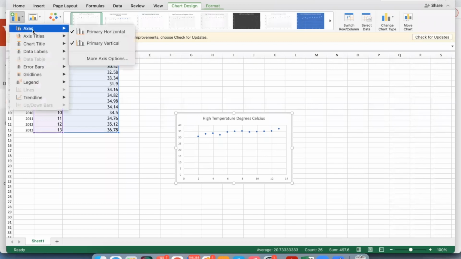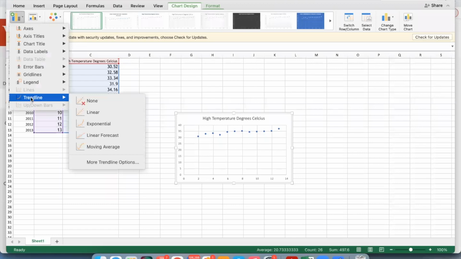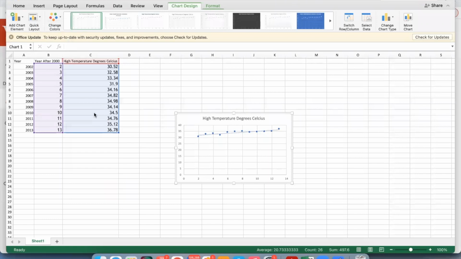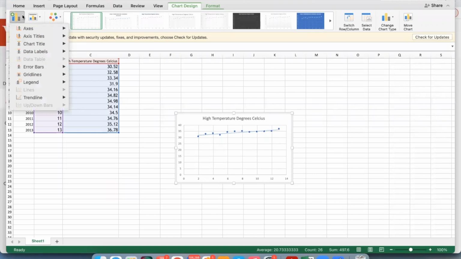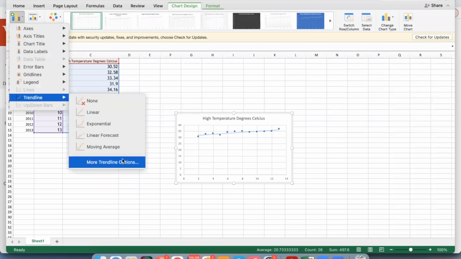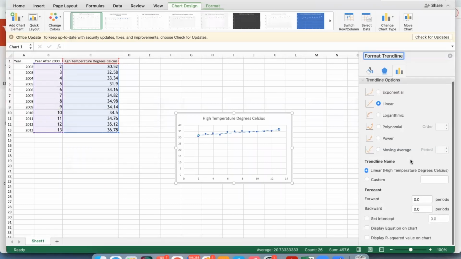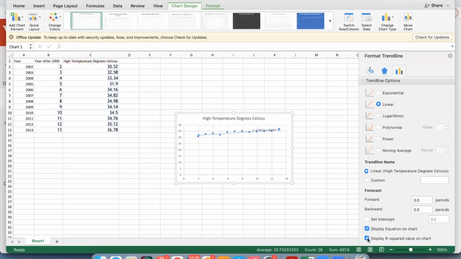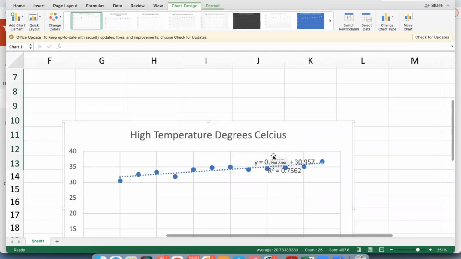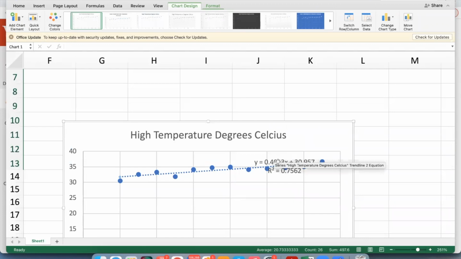I'm going to add the axes in a minute, but what I want to add right now is the trend line. And I want a linear trend line. And I want it to tell me, so I have to do that and then come back and go here again and go to more trend line options. So I added it, I go to more options, and I tell it right here, display the equation, display R squared. Okay, so now I can come in here and move those out of my way.